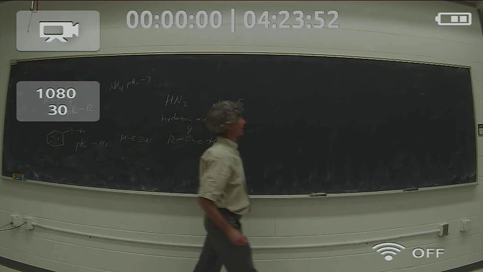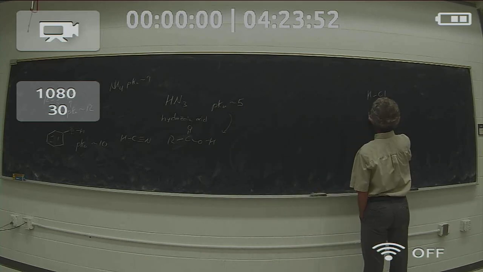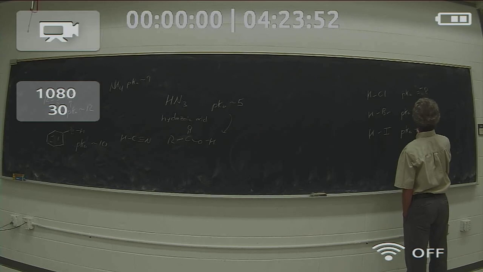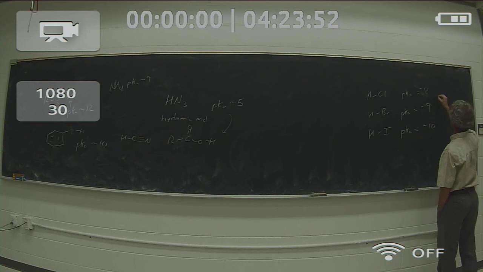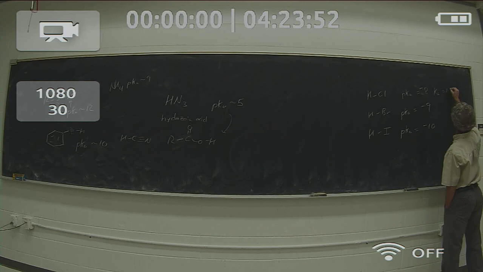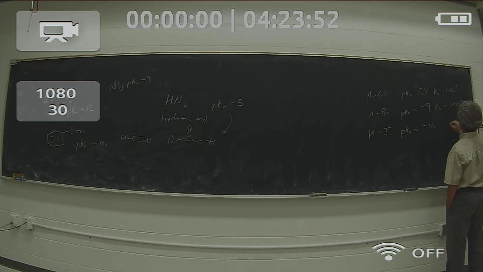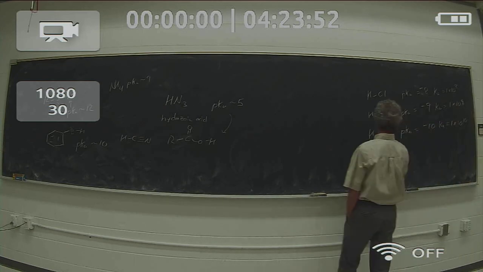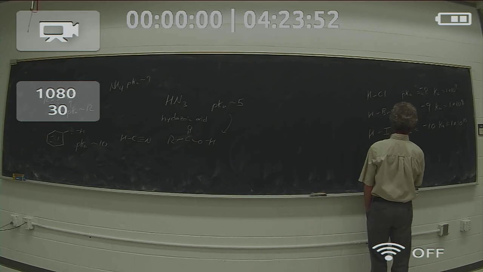And then on the far other end of things, the very strong acids, HCl, HBr, and HI, those have pKa's of -8, -9, -10, respectively, which means they have Ka values that are much greater than 1: 1 times 10 to the 8th, 1 times 10 to the 9th, 1 times 10 to the 10th. A negative pKa value is associated with a strong acid that is completely dissociated.